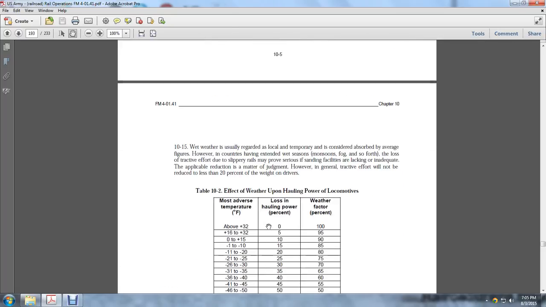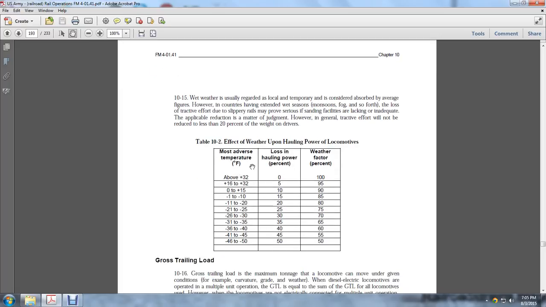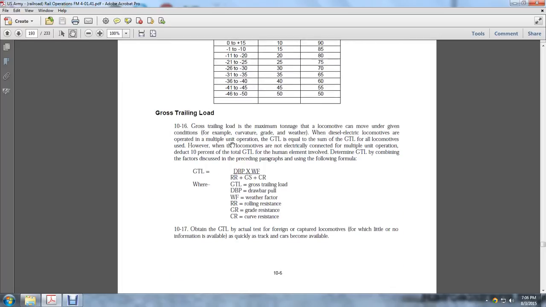10.1.5 Wet weather is usually regarded as local and temporary, and is considerably absorbed in average figures. However, some countries have extended wet seasons, monsoons, fogs, and so forth. The loss of tractive effort on slippery rail may prove serious if sanding facilities are lacking or inadequate. The applicable reduction is a matter of judgment. However, the general tractive effort will not be reduced to less than 20% of the weight of the drivers. The average temperatures, the hauling time, loss in hauling percentages, and weather percentages are shown in this table. Table 10.2 shows the effect of weather upon hauling power of the locomotives.